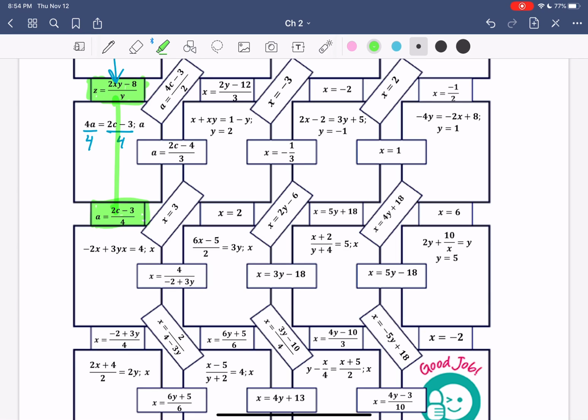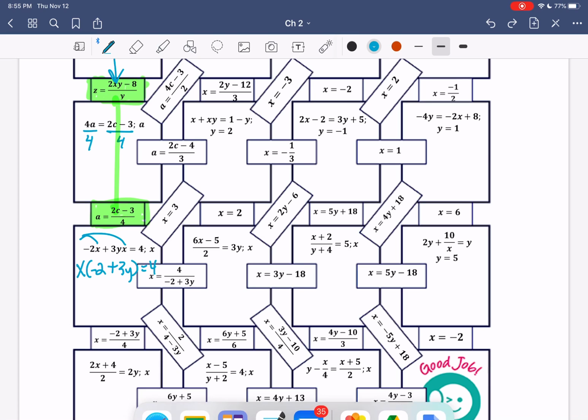Similar kind of situation here. This one, though, they actually did have to distribute out. So they took the x and distributed and had x equals negative 2 plus 3y equals 4. And the reason that they had to do it that time is because if you don't, then you will always have x's on both sides, and you can't solve for x and have the x on the other side. That's not solving.